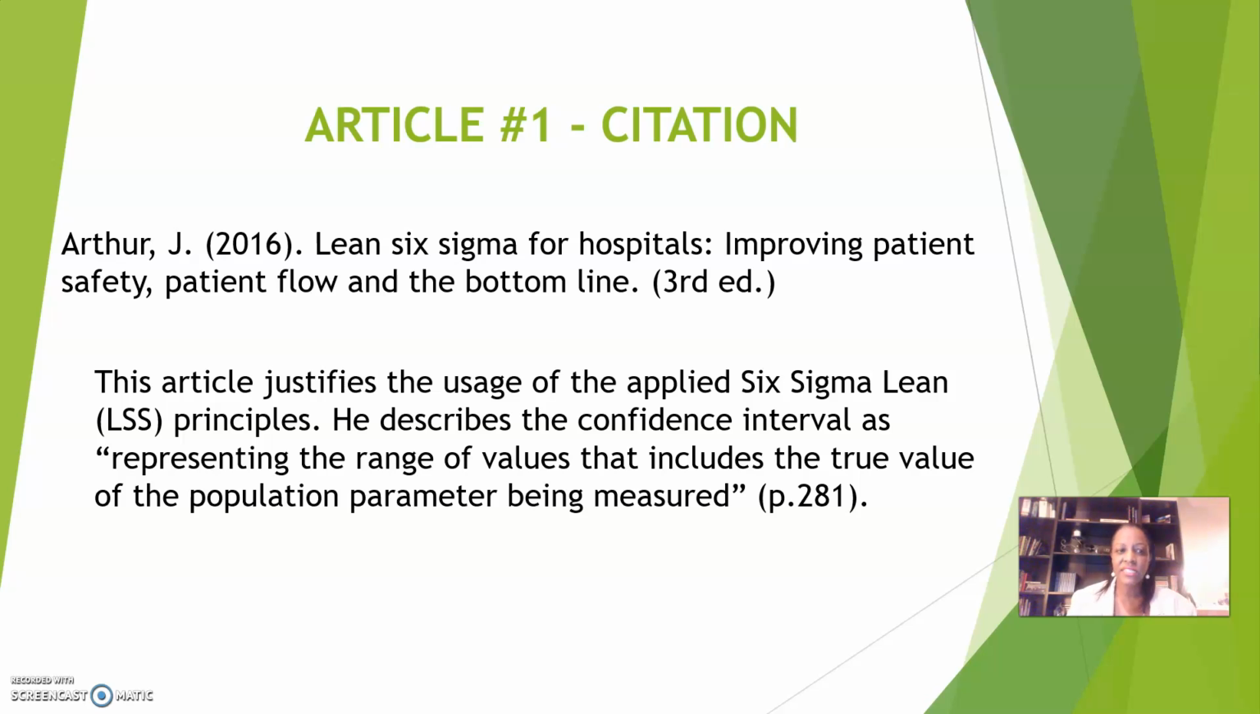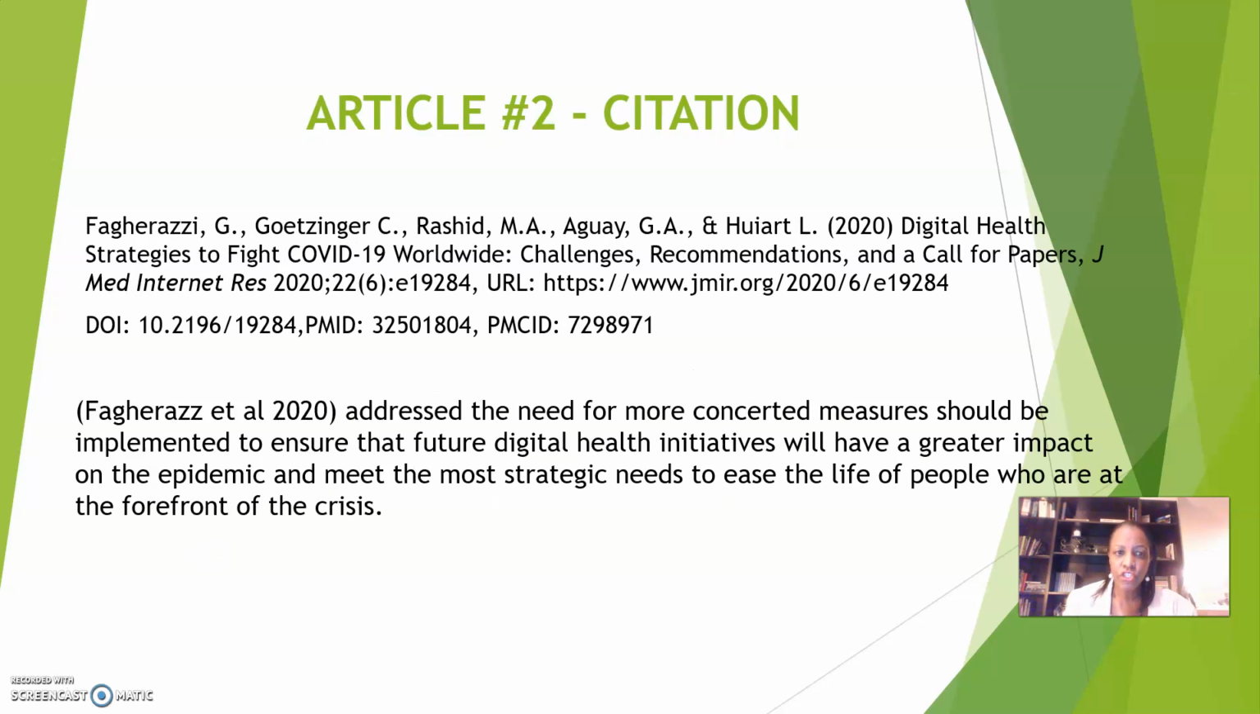Article 1, that citation was by J. Arthur, and this article justified the usage of the Applied Lean Six Sigma principles. In this article, he described the confidence interval as representing the range of values that included the true value of the population parameter being measured. Article 2 citation was by Fakharizi et al., and this addressed the need for more concerted measures that should be implemented to ensure that future digital health initiatives will have a greater impact specifically on the epidemic.